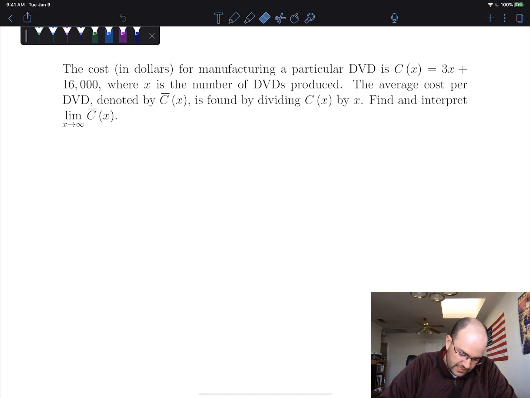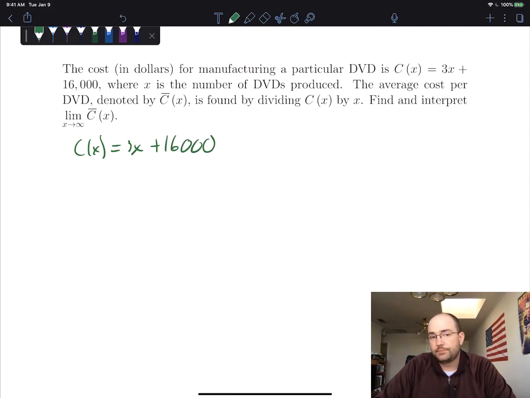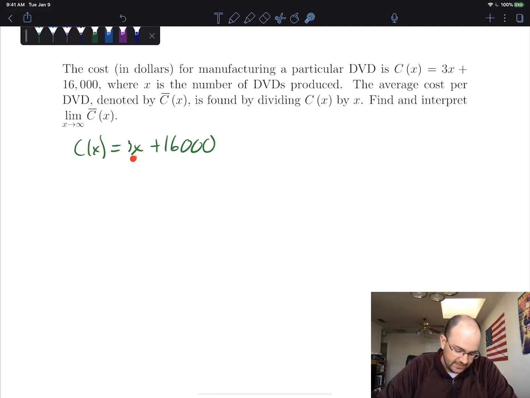We know that C of X is equal to 3X plus 16,000. Now, if you remember from 1324, that means that the number in front of X, which is 3, is the marginal cost for these DVDs. In other words, every DVD is going to cost $3. The fixed costs for this will be $16,000, so no matter if we produce 0 DVDs, it's going to cost us $16,000.